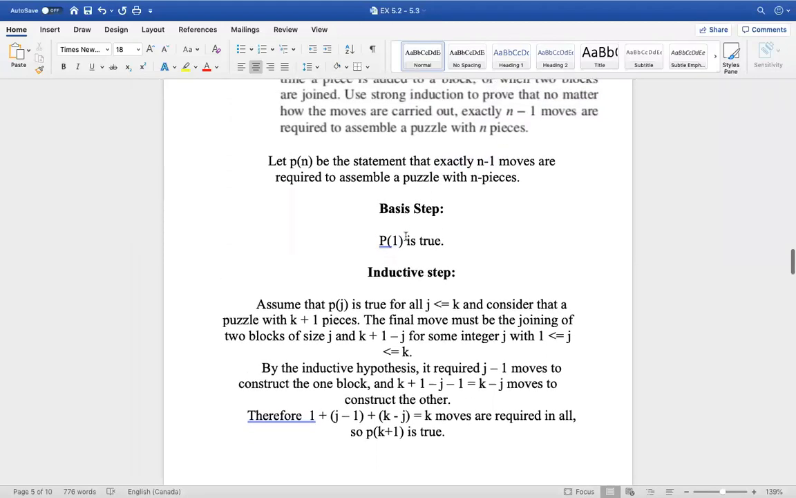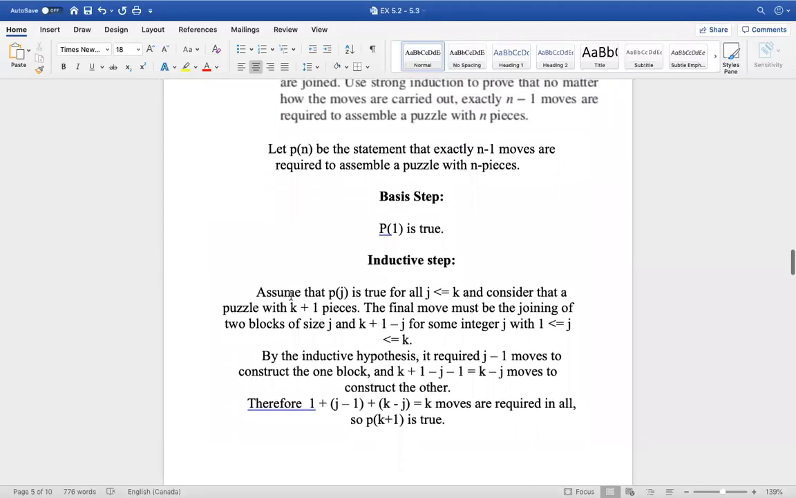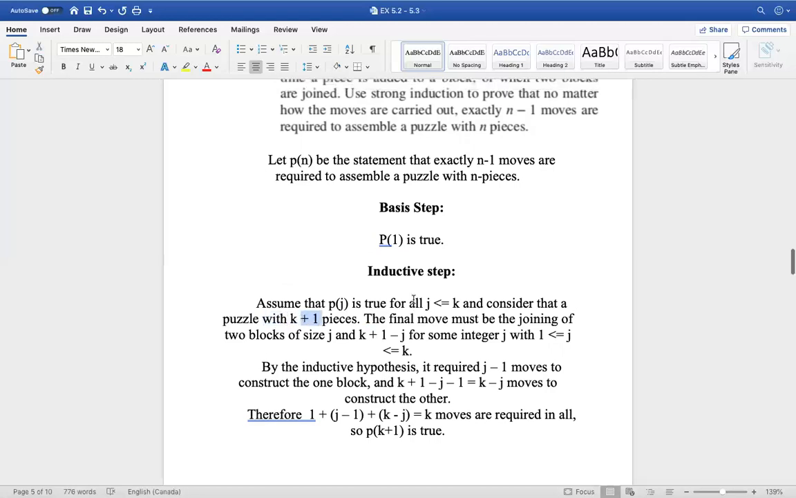But let's say it's greater than a one piece puzzle, so assume that P of j is true for all j less than or equal to k. So here we have a j piece puzzle in the inductive hypothesis, and then we consider a puzzle with k plus 1 pieces. The final move must be the joining of two blocks of sizes j and k plus 1 minus j, for some integer j less than or equal to k and greater than or equal to 1, as per the inductive hypothesis. So this is our hypothesis.